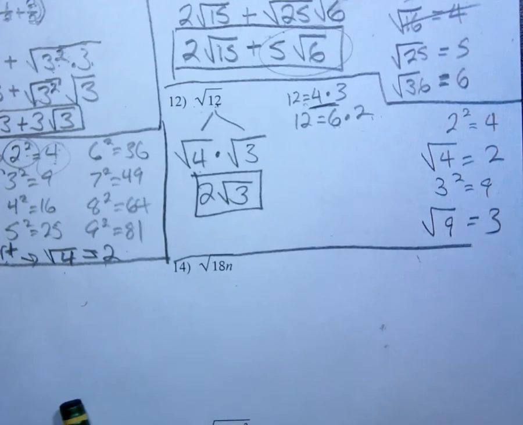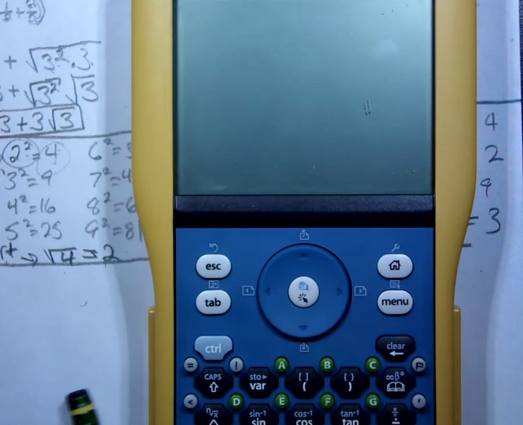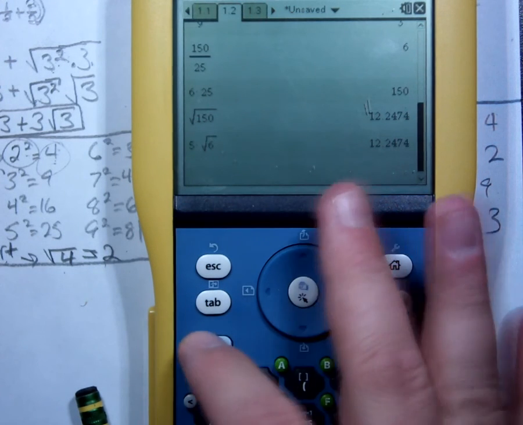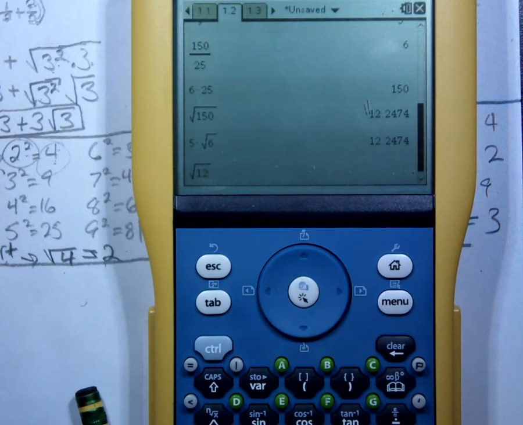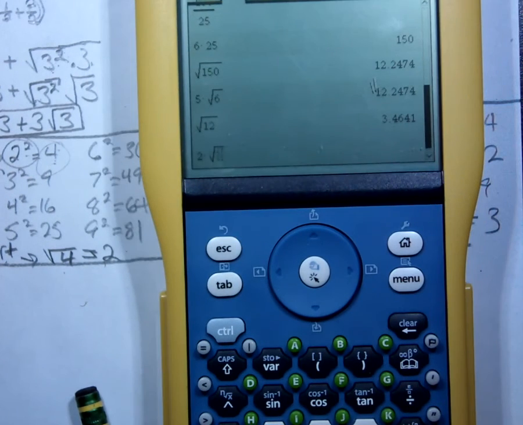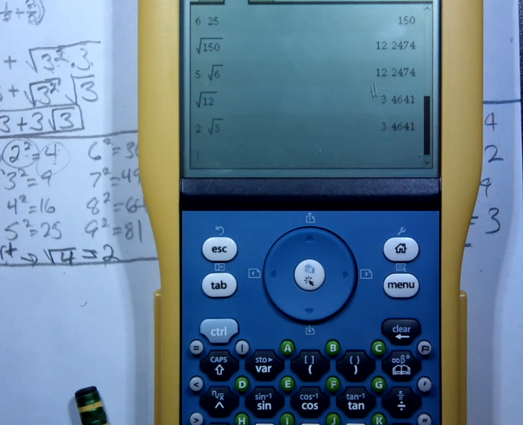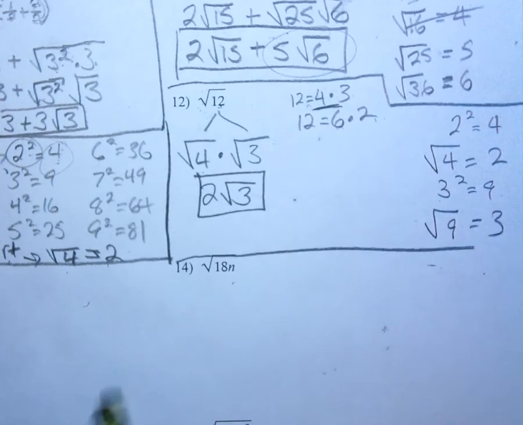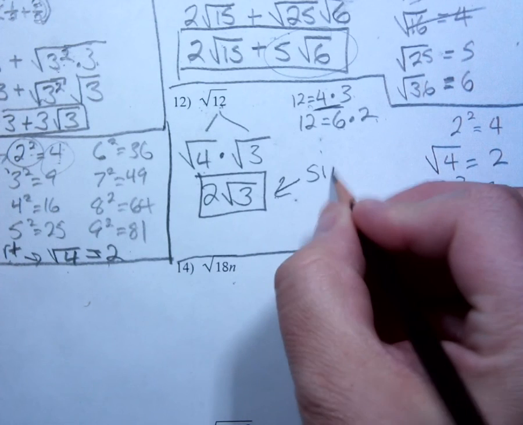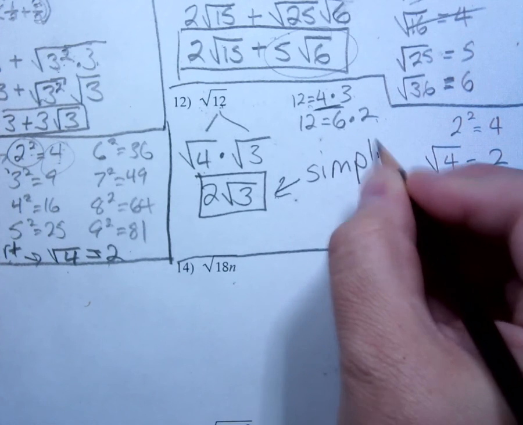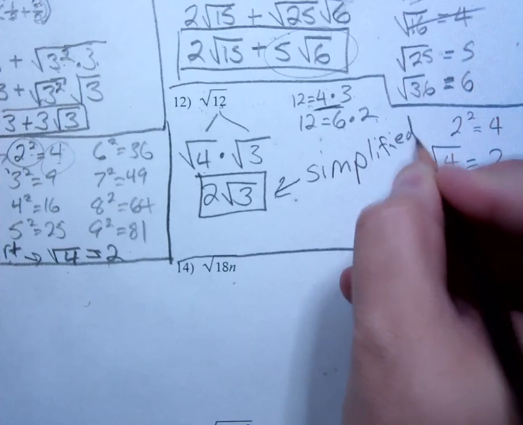Now, just real quick on the calculator, if I wanted to verify that, what I would do is just say the square root of 12, hit enter, and I'll get this decimal. Or I could say 2 times the square root of, what was it, 3. Guess what? Same exact answer. Does that make sense? This is the simplified version. Okay? Here's what we're ramping up to.